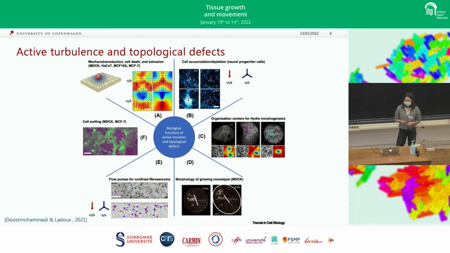And topological defects, surprisingly, are important. Also, they have a biological function. There are a few recent experimental studies where they show that topological defects can control cell death, extrusion. My favorite example is an experiment where they looked at the small animal hydra during development, and they observed that where you have a topological defect will later be a limb forming.